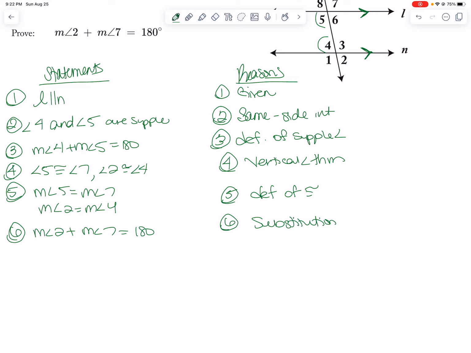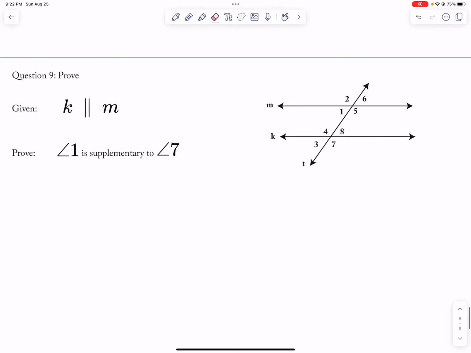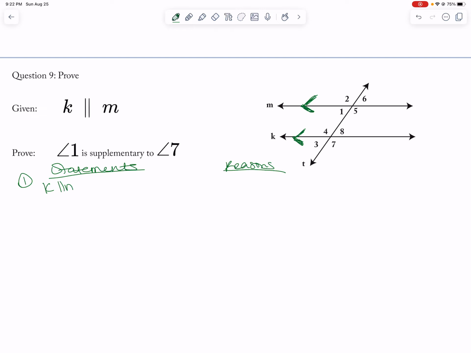All right. The last odd-numbered question we're going to do is number 9. Moving right along past 8, go to 9. So M and K are parallel. So that's statement 1. Reasons: K is parallel to M, given. 2. Measure of angle 1 is equal to measure of angle 3. That is corresponding angles.